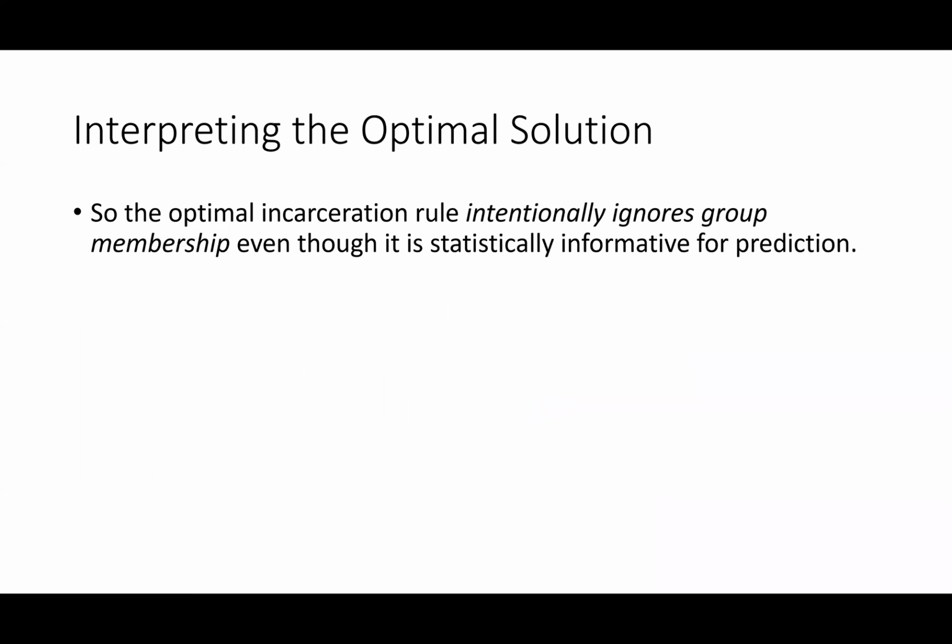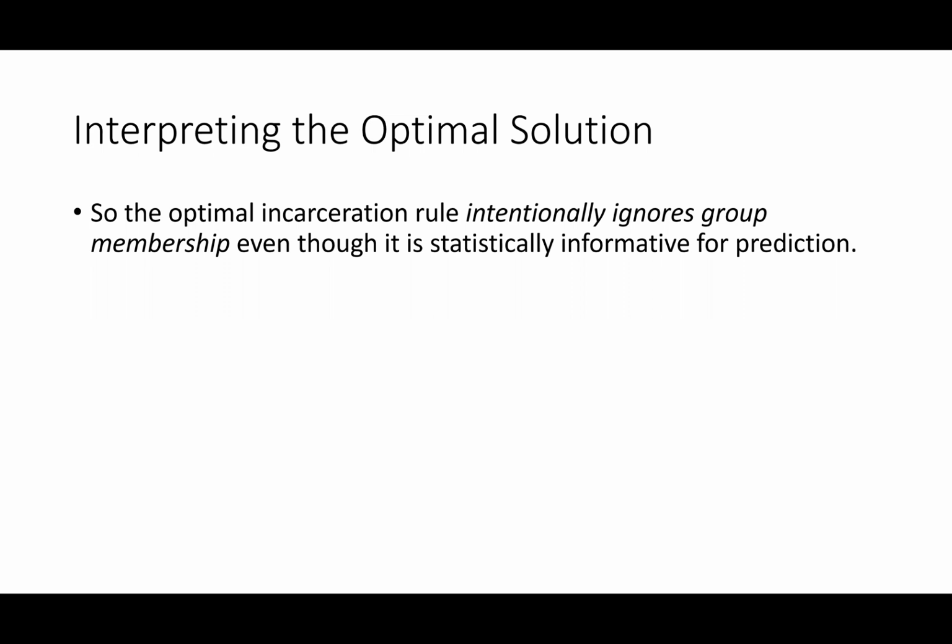Okay, and so now let me just take a moment to reflect on what we might have learned here. So first of all, in this model, at least, the optimal incarceration rule for minimizing crime intentionally ignores group membership, even though group membership is statistically informative for prediction. If we just cared about making as few mistakes as possible in our prediction, then we would use the Bayes optimal rule. We would condition on everything, including group membership, and we would subject everyone to the same threshold. We'd send you to jail if we thought it was better than even odds you'd committed a crime, and otherwise we'd release you. The optimal policy here doesn't do that.